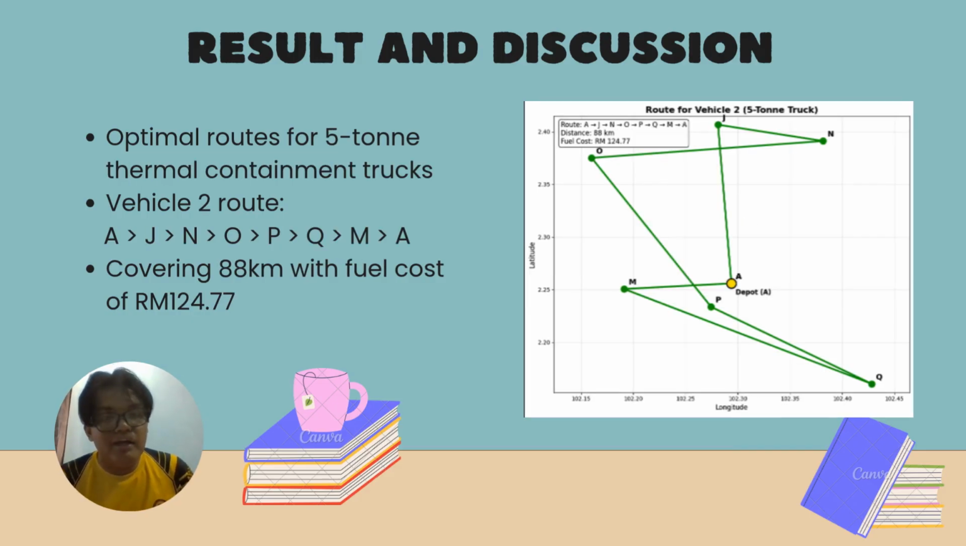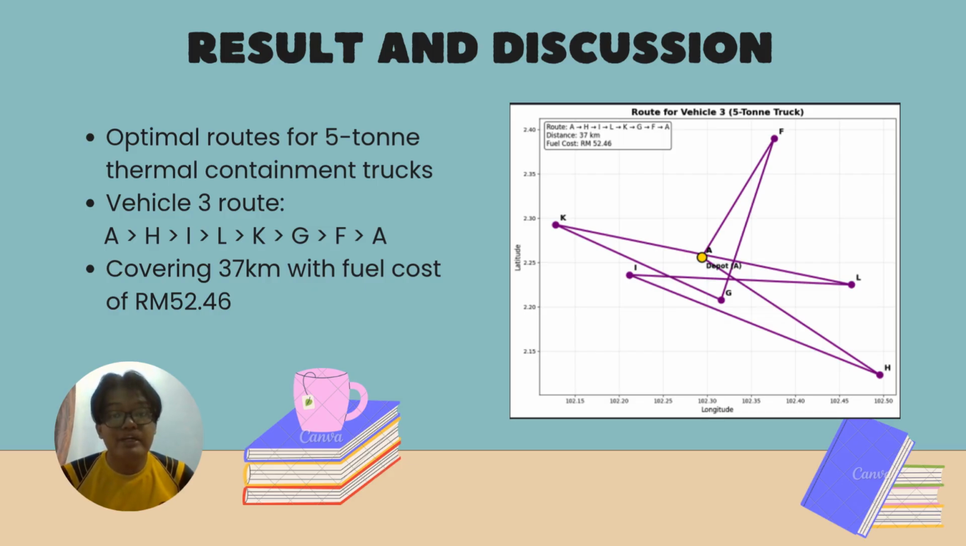Okay, next we are going to present the 5-ton thermal containment trucks. These handle the remaining hubs that require a higher collection capacity. For vehicle 2, it covers the largest regional group, traveling 88 kilometers and following the route sequence from A to J to N to O to P to Q to M and back to A. The fuel cost for this route is 124 ringgit and 77 cents.